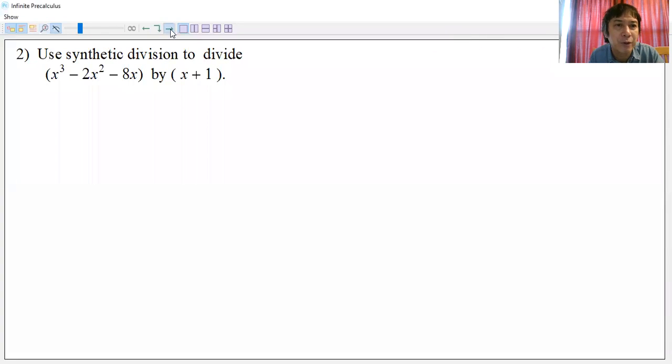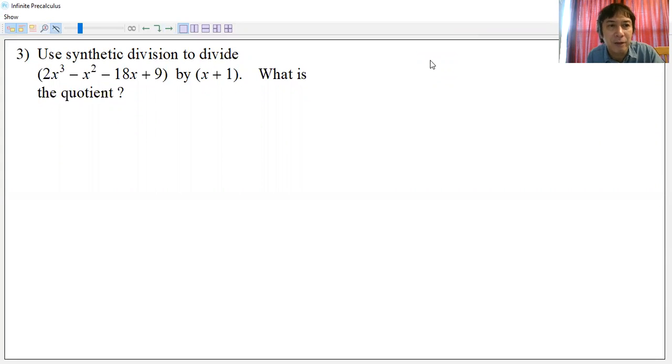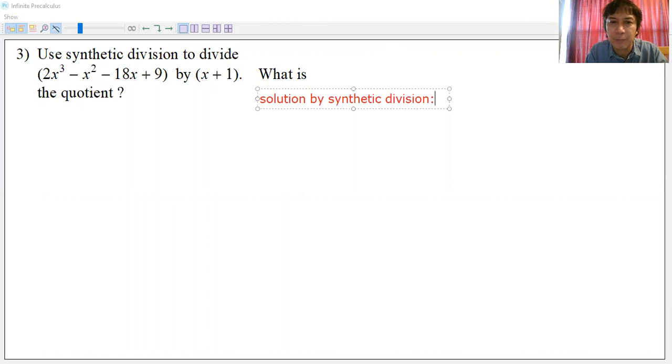Here's number 3. Use synthetic division to divide 2x cubed minus x squared minus 18x plus 9 by x plus 1. What is the quotient? So we shall proceed directly to our synthetic division. This will be a solution by synthetic division. We shall enumerate right away.